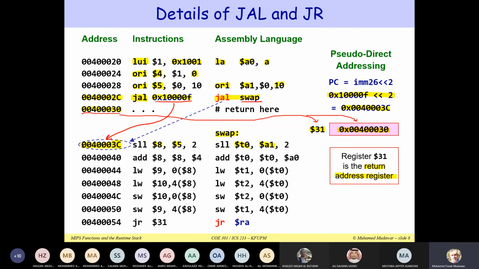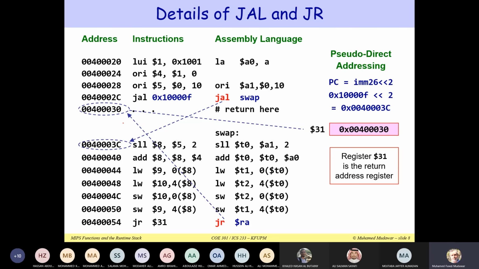Fine. So after finishing the execution of the swap function, we reach this last instruction, which is jump register RA. Remember that RA is register 31. So we want to jump to this address, which is stored inside register 31. So how do we jump? The CPU is going to look at the value of register 31 and then jump back to this address. You just clean up everything. By jumping to this address, it's going to return back to the caller.